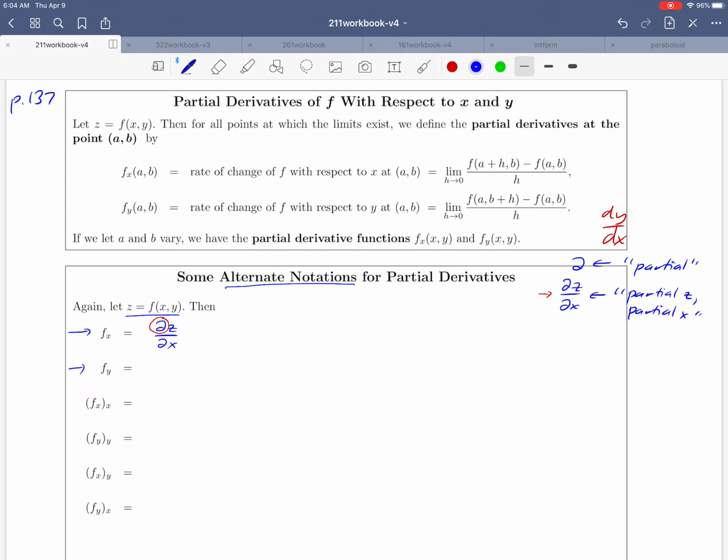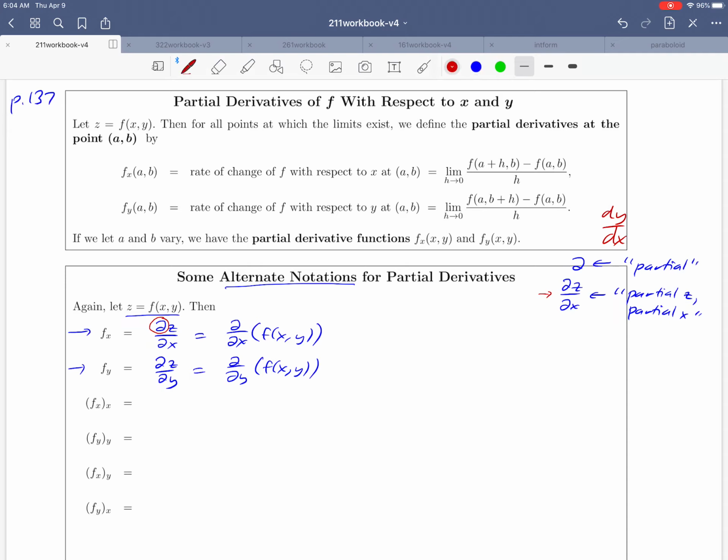Okay, we could do the same thing with fy. We could write that as partial z, partial y. That means the same thing as the derivative in the y direction. Okay, and just one alternate way of representing both of these two derivatives that we already looked at, partial z, partial x, we could also write as partial x of our function. And down here, partial y of our function. Okay, means the same thing.